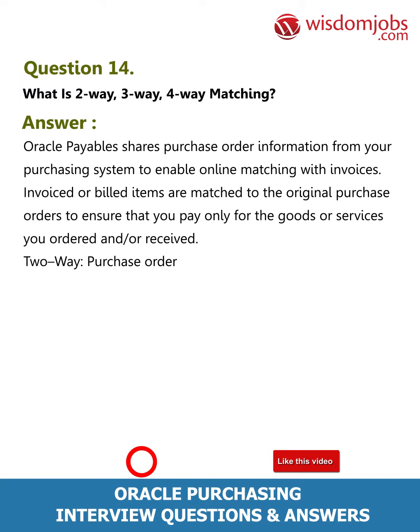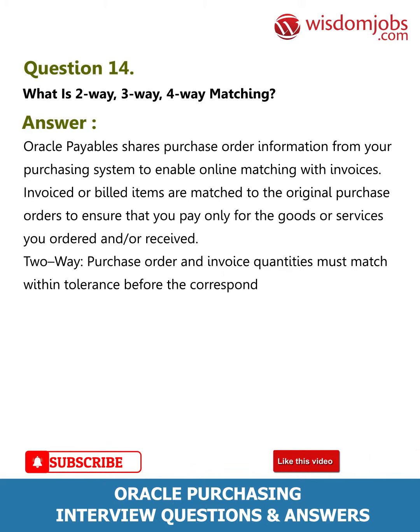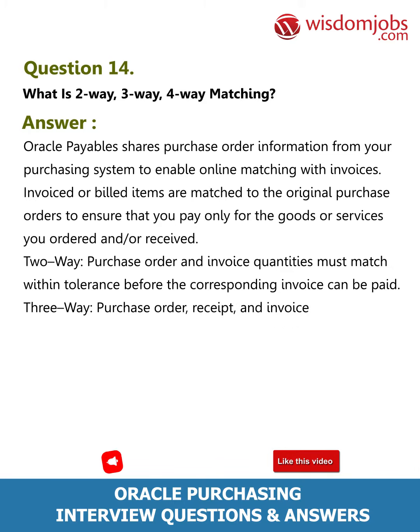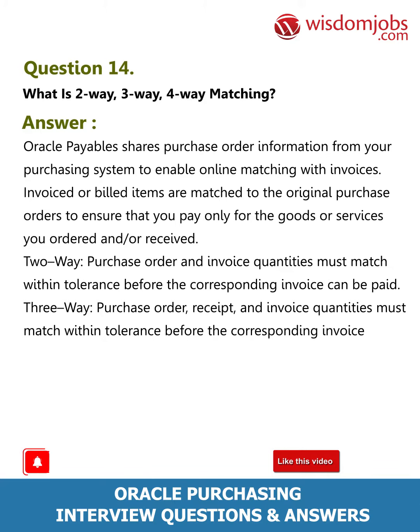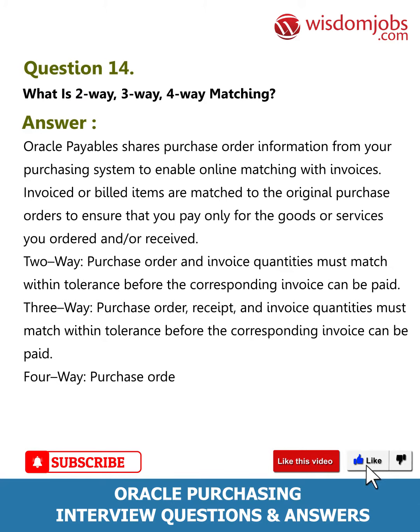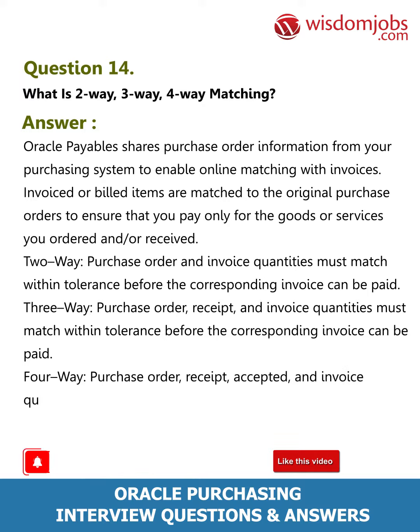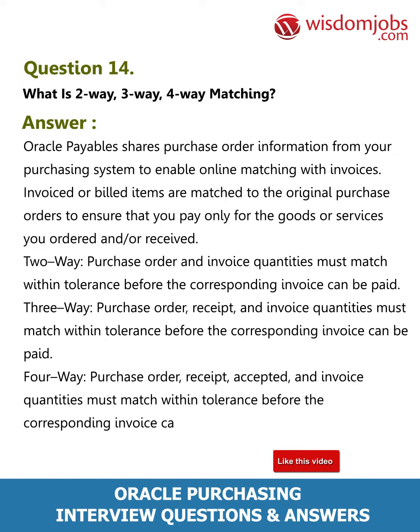Two-way: purchase order and invoice quantities must match within tolerance before the corresponding invoice can be paid. Three-way: purchase order, receipt, and invoice quantities must match within tolerance before the corresponding invoice can be paid. Four-way: purchase order, receipt, accepted, and invoice quantities must match within tolerance before the corresponding invoice can be paid.